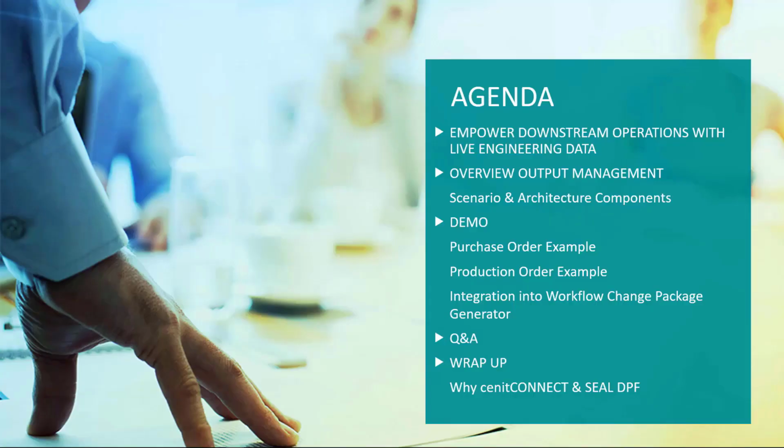Quick agenda, we're going to kick things off with a recap of what we showed in part 1 for continuity, followed by an overview scenario and architecture components for this week's focus on the output portion of our global change scenario. We'll jump quickly into the demo where we use ever-changing data downstream with production, customers, and suppliers, then on to Q&A and wrap up. Should you have questions throughout the webinar, please type them into the chat feature and we'll answer as many as we can at the end.